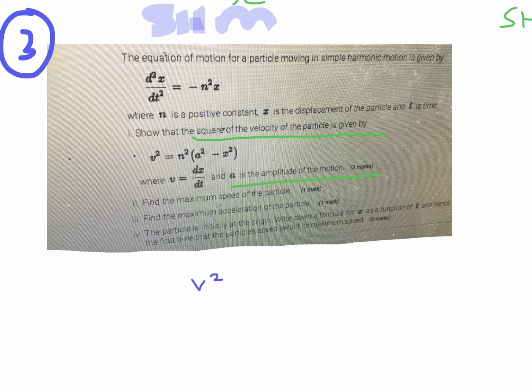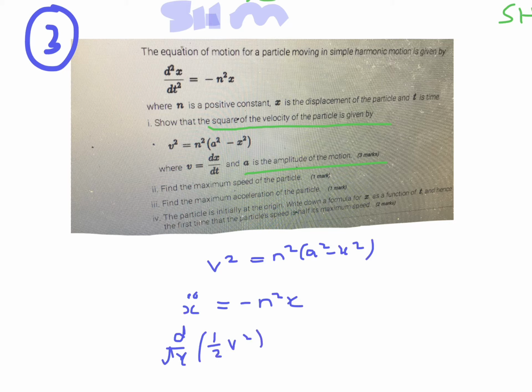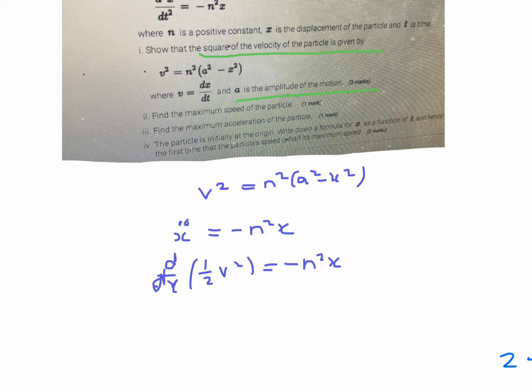So we get v squared is n squared (a squared minus x squared). If you start with acceleration equals minus n squared x, then we just go d/dx of a half v squared is minus n squared x. When you integrate that, you get a half v squared is minus n squared x plus c.